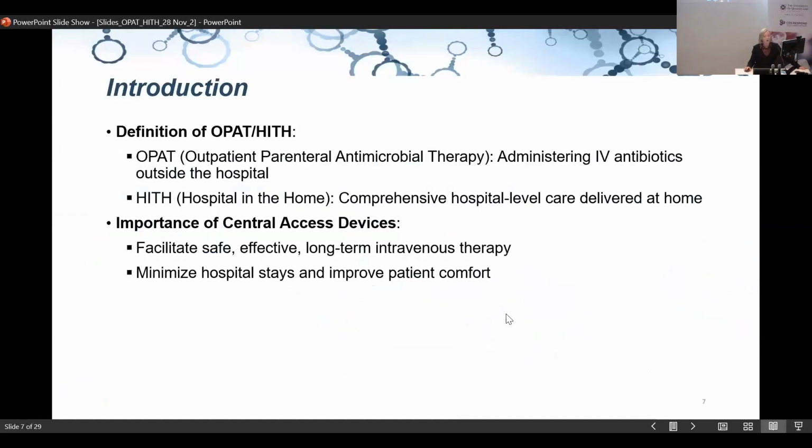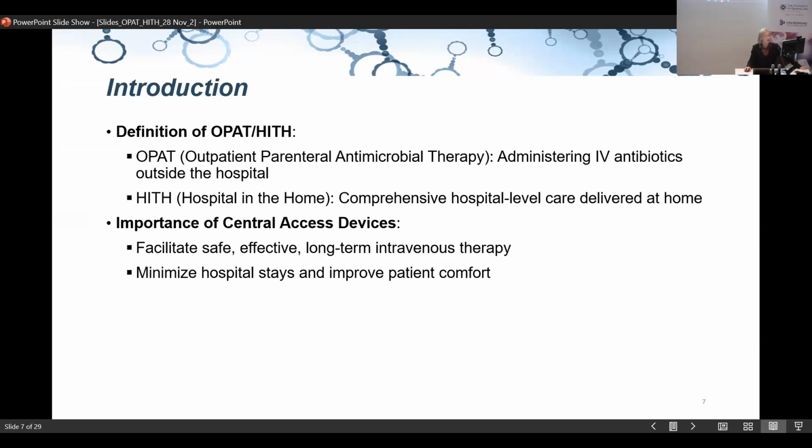I think we all know what OPAT and HITH are. OPAT is when patients come into hospital, have the medication administered, and then go home for the continuation of that, so they're not sitting around the hospital, and they receive it at home. HITH is where the clinicians go to the home to deliver that care, so the patients don't have to come into the centre.